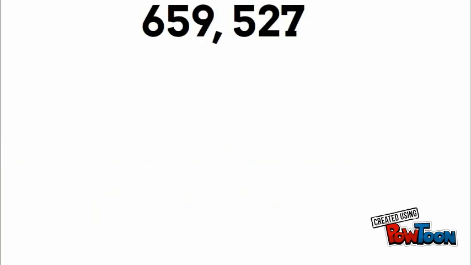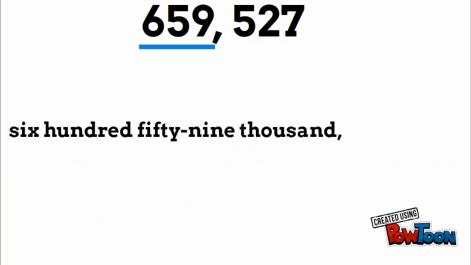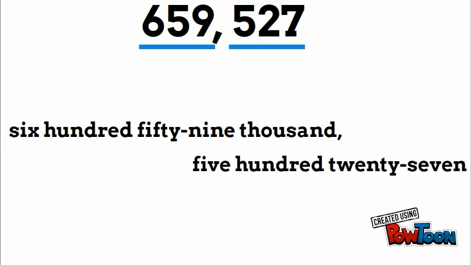Alright, let's do another number. Remember, always use your comma as the dividing point where to throw in the word thousand. So we have 659,527. And there's the top is our standard form, and then we have our word form underneath.